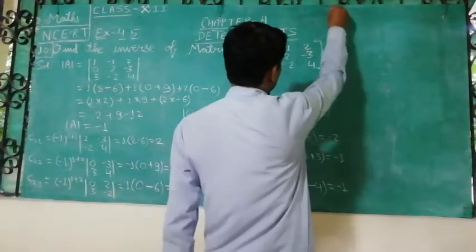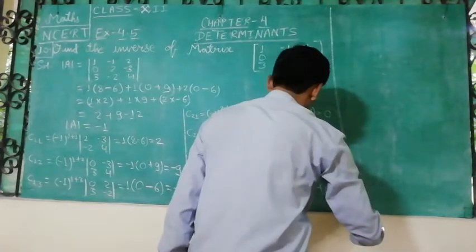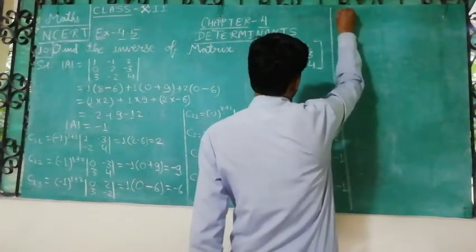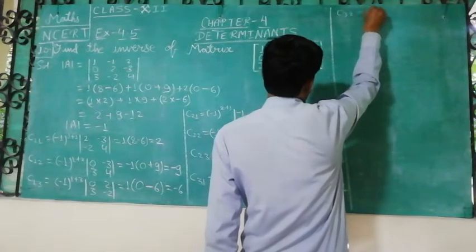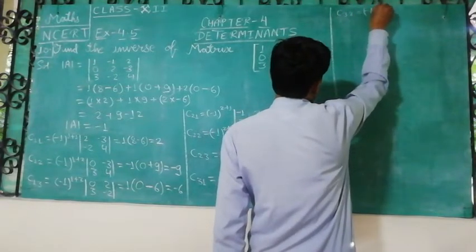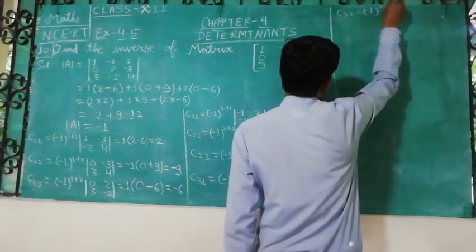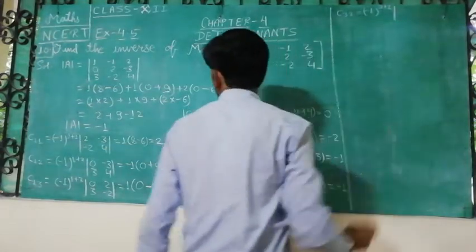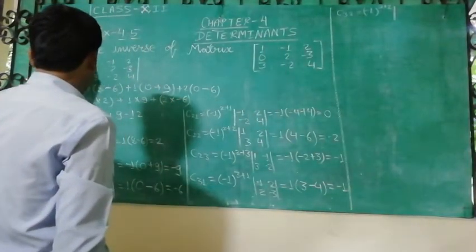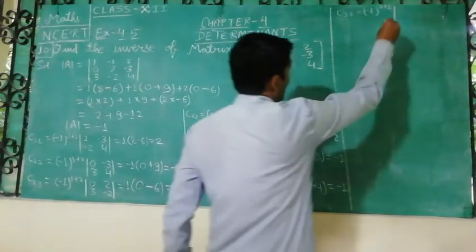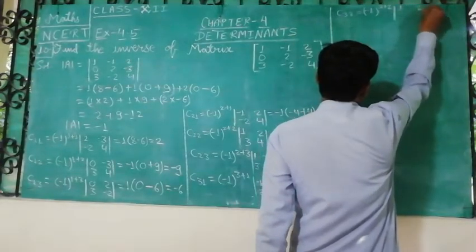Now we have to find C32. So C32 is equal to (-1) raised to the power 3 plus 2, and then in the determinant, the third row, second column will be eliminated: 1, 2; 0, -3.